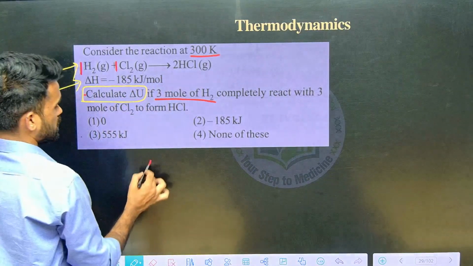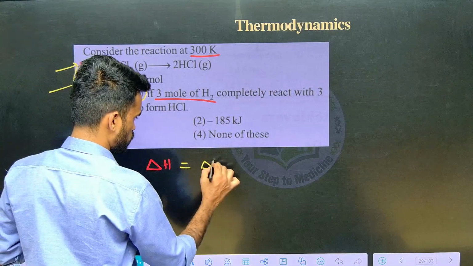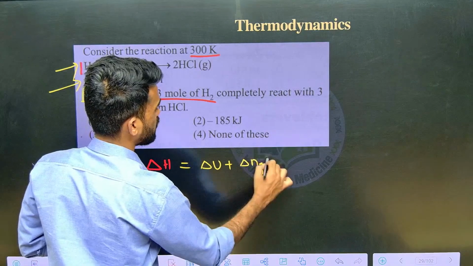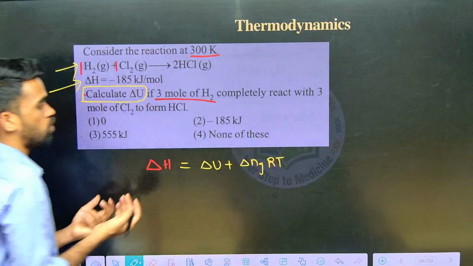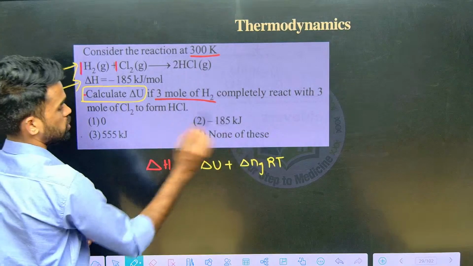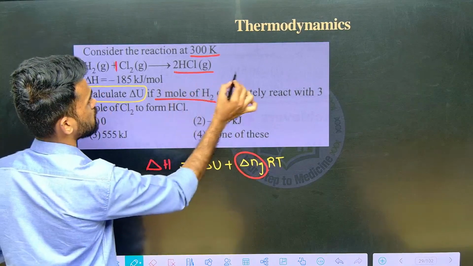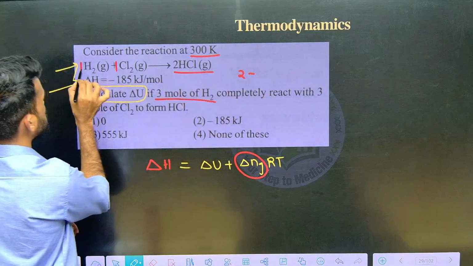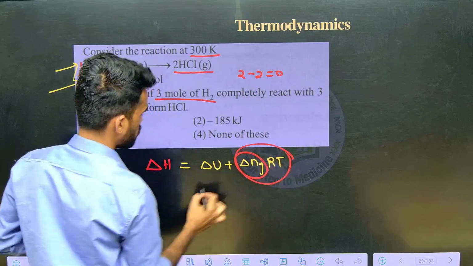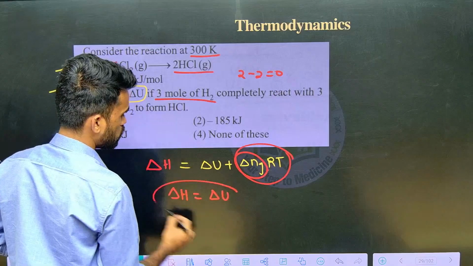Now what is the relation I have given you for delta H and delta U? Delta H equals delta U plus delta Ng RT, we can use here, because pressure and volume values are not mentioned, and temperature is mentioned. So first of all you need to know what delta Ng is here. The number of gaseous products is 2. Gaseous reactants are 1 and 1, that is also 2. So the second term becomes 0, and you can say delta H is equal to delta U.